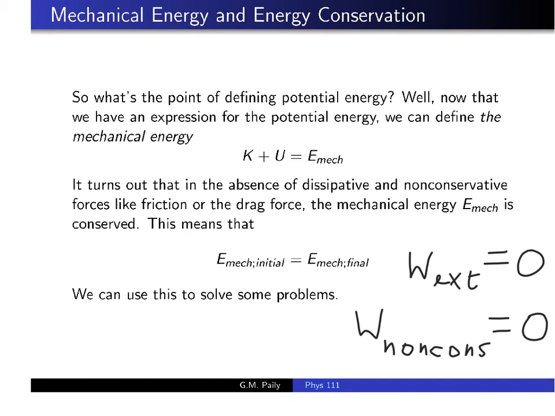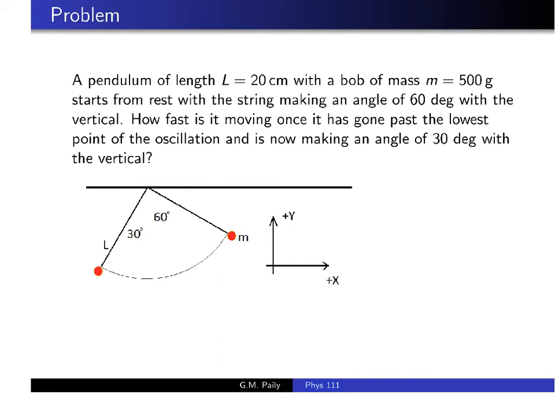Let's use this to solve some problems. So here's the problem. We have a pendulum. The length is L, which is 20 centimeters. The mass of the bob is 500 grams. And it starts from rest here at 60 degrees. It's released from rest and it swings over and reaches 30 degrees over here. Obviously, it'll continue past that, but what we're asking is how fast is it moving when it is at this position.